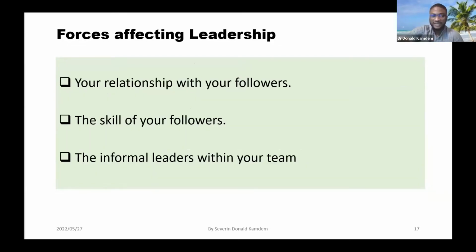What are the forces that can affect your leadership in such a context, to conclude? Your relationship with followers is really important. The skill of your followers is critical. If your followers are more skilled than you, you are in trouble. You have to make sure you master what you are asking them to do. It is a never-ending process, remember. And the most difficult thing in leadership is to manage the informal leader in your group. Remember, in your group, you will always have informal leaders, and the way you manage them is also critical.